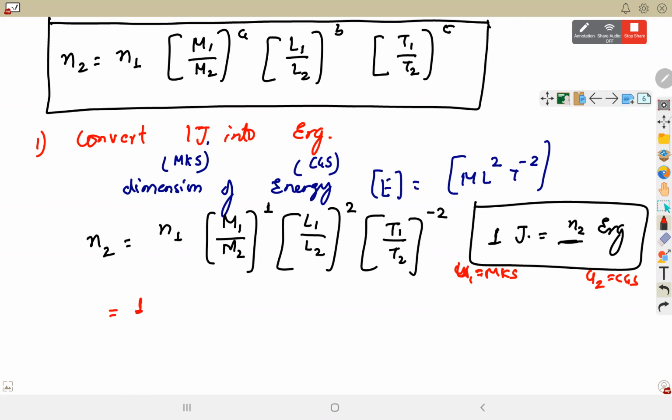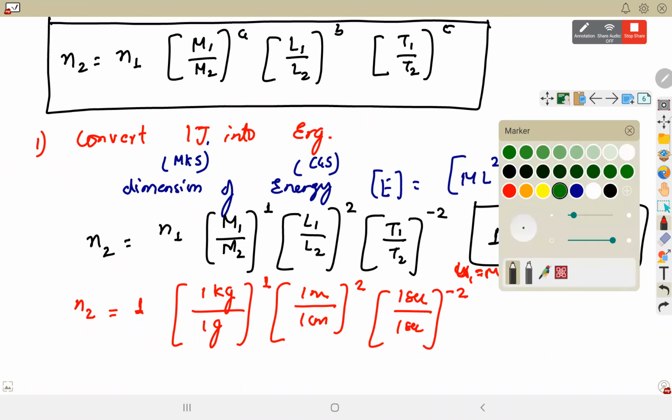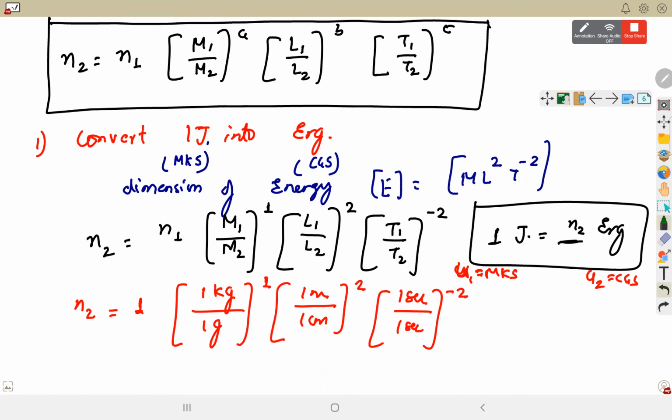n1 कितना है? 1 जूल. फर्स्ट सिस्टम में यानी एमकेएस सिस्टम में मास होता है केजी में. सेकेंड सिस्टम में सीजीएस मास होता है ग्राम में टू द पावर 1. लेंथ इन एमकेएस सिस्टम इज मीटर, लेंथ इन सीजीएस सिस्टम इज सेंटीमीटर टू द पावर 2. In mks system time is in second, in cgs system time is in second to the power -2. Yes, please ask your doubt if anything not clear in this example.